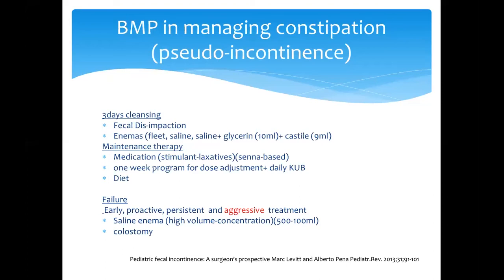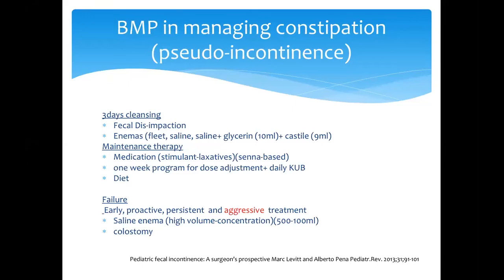The maintenance therapy is based on the use of laxatives, and the kind of laxative we prefer in such patients are the stimulant laxatives, which are the Senna-based laxatives. We know these patients have a hypomotile colon that needs stimulation in order to provoke a voluntary bowel motion. So Senna, we found it the best option from all laxatives that help such patients.